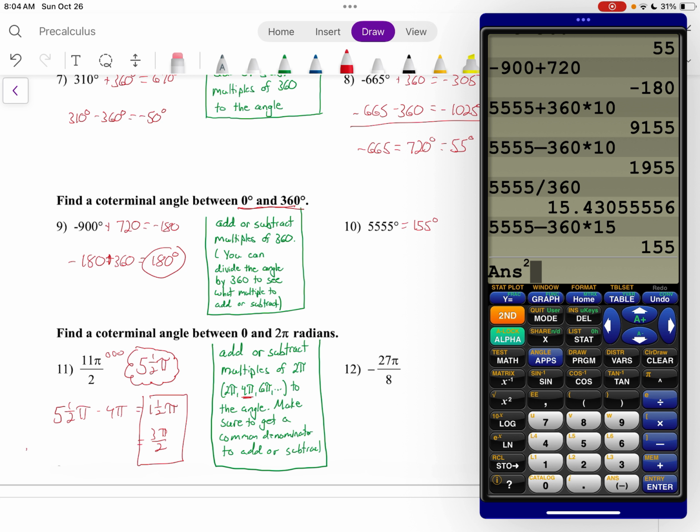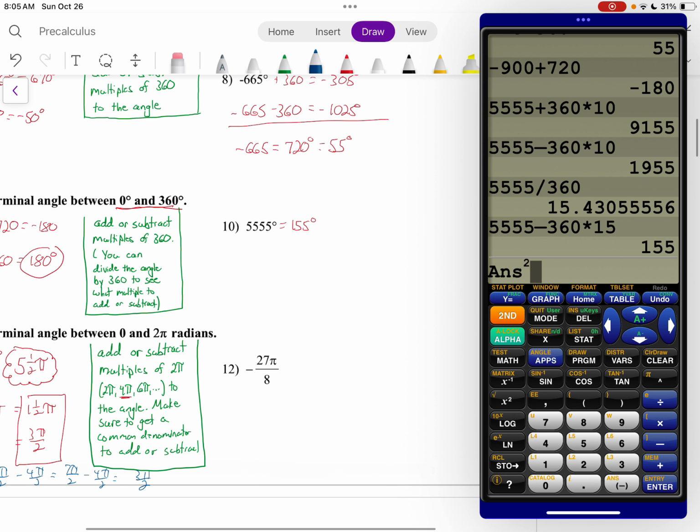Another way you could have thought was, I'll take 11 pi over 2 and subtract 2 pi, which we would need a common denominator for. So you could take 11 pi over 2 and subtract 4 pi over 2, which gives us 7 pi over 2, but that's not far enough. Subtract 4 pi over 2 again, and you get that 3 pi over 2.